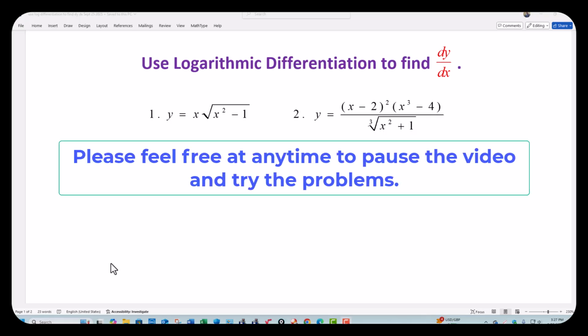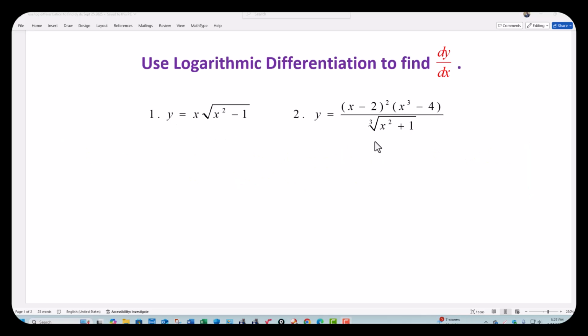In this video, we're going to use logarithmic differentiation to find the derivative dy over dx of these two functions. Now for the first one, you can use the product rule. It's not too bad, a little messy, but not too bad. But for number two, you have a fraction, a product in the numerator, a radical in the denominator. So this one, you would have to use the quotient rule and the product rule, and it will get messy.